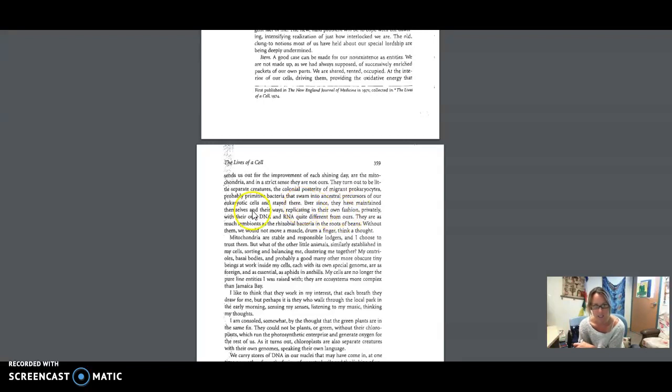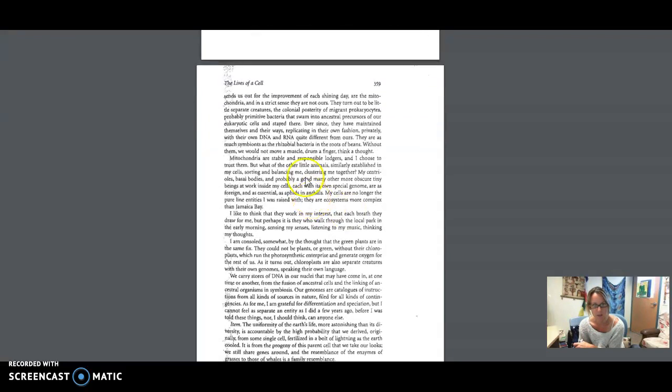Ever since they have maintained themselves and their ways, replicating in their own fashion, privately, with their own DNA and RNA quite different from ours, the difference between maybe plant and animal, plant and human cells. They are as much symbionts as rhizobial bacteria in the roots of beans. Without them, we would not move a muscle, drum a finger, think a thought. So here I'm like, yeah, we need them, these cells that make up who we are.